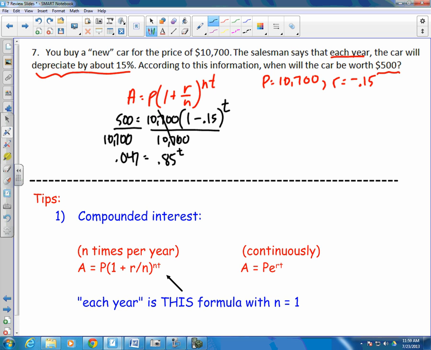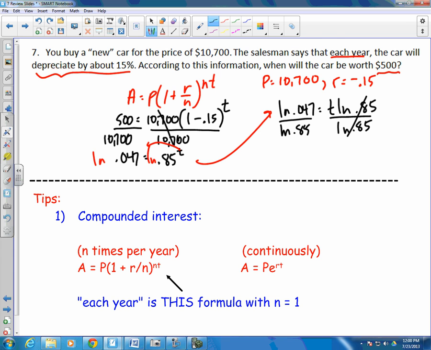So at this point, you ask yourself, where's the variable? The variable's in the power. So that means I'm going to do ln of both sides. That's going to allow me to pull the t out front. So it's going to give me the ln of 0.047 equals t times the ln of 0.85. So I'm going to divide by ln of 0.85.